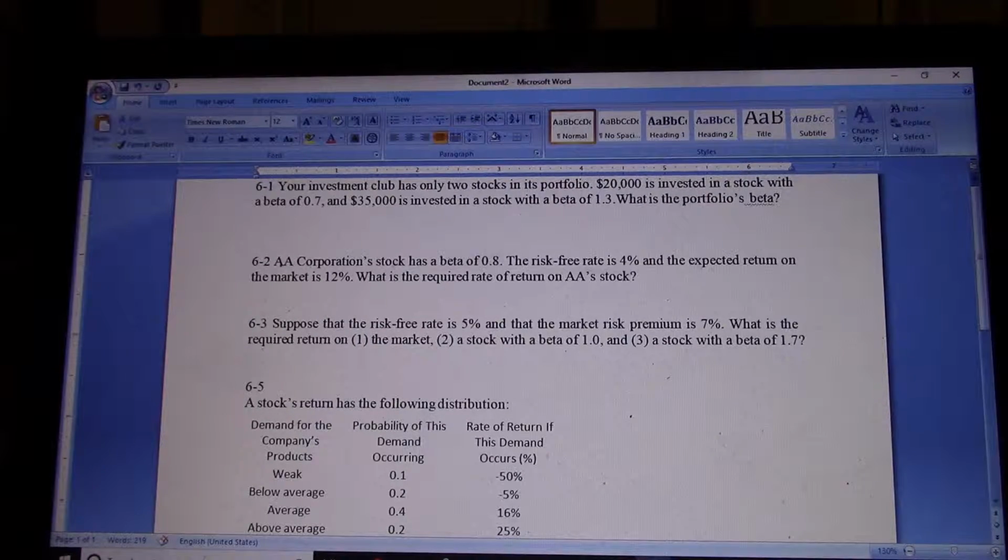What is the portfolio's beta? So you have two stocks, with 20,000 invested in stock A, and the other one. Well, the equation we know to get the portfolio's beta is the weighted average of beta. The betas of both stocks are given, and the total amount invested in each stock is also given.